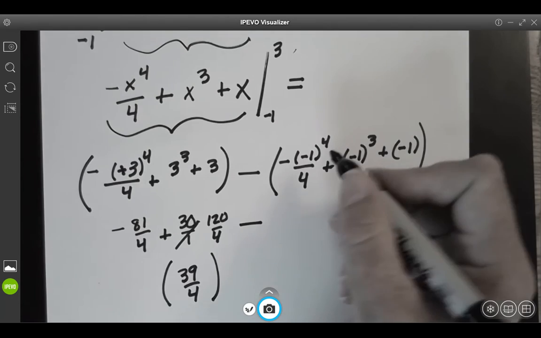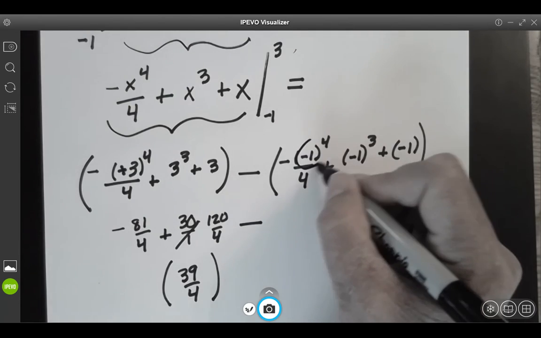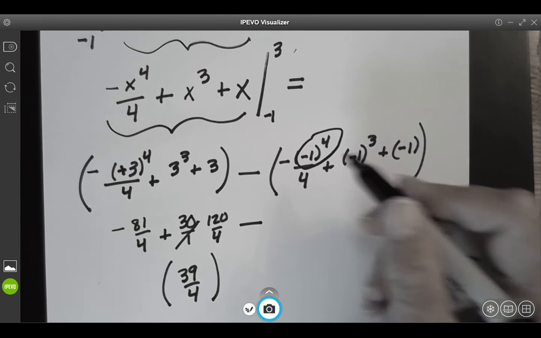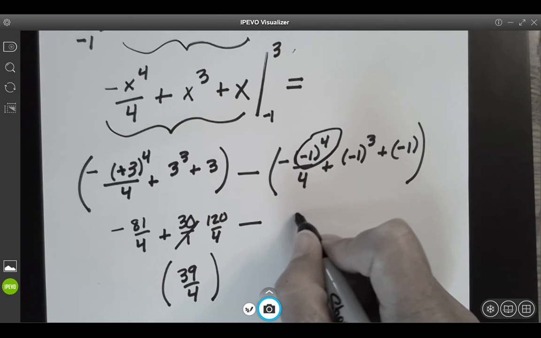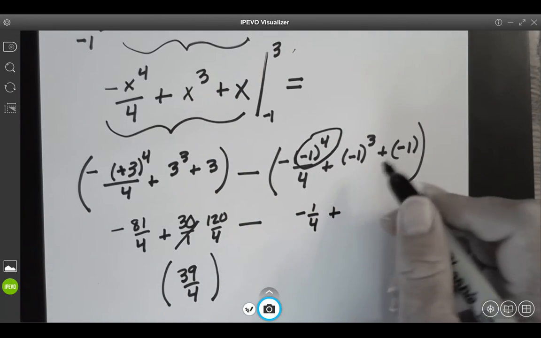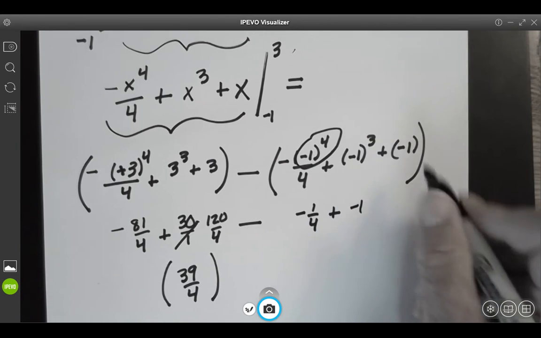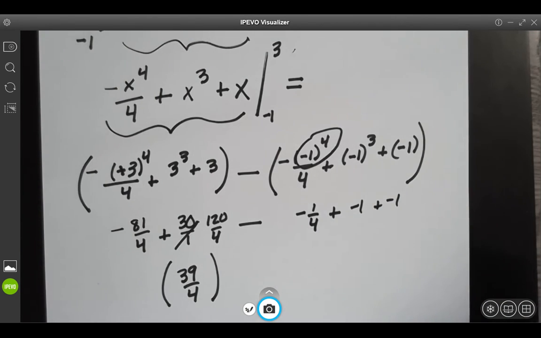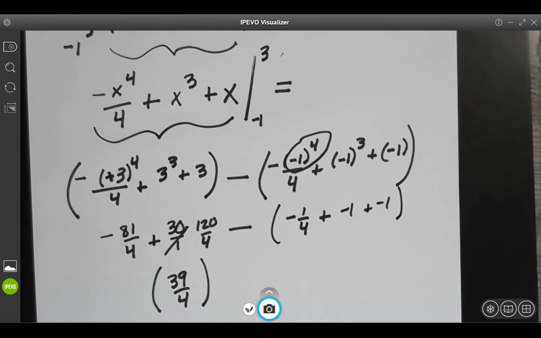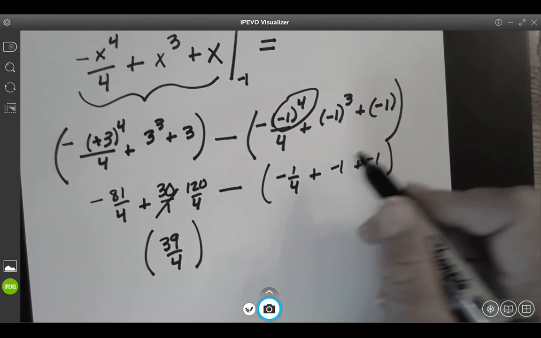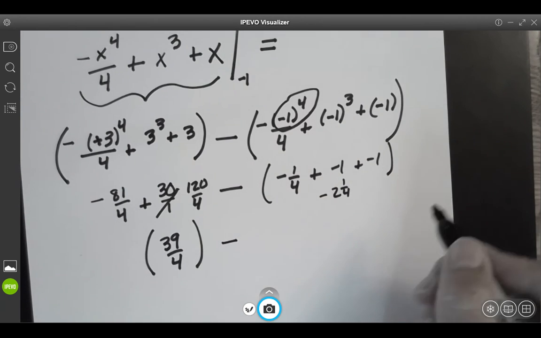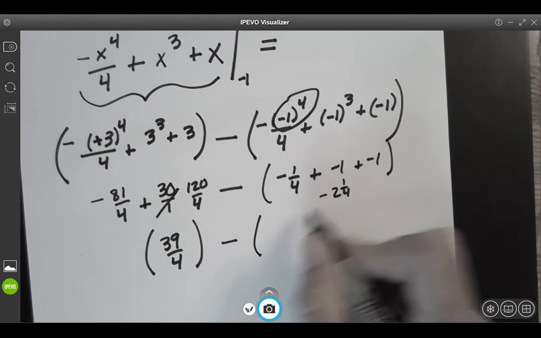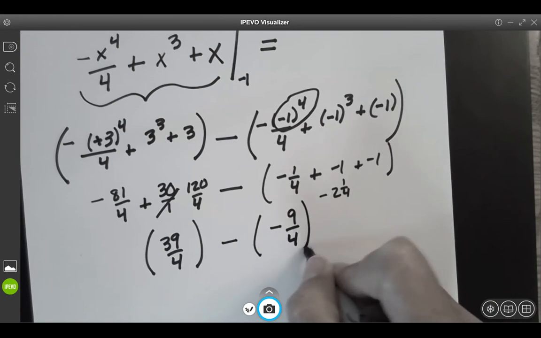Minus, now here I do the exponent first, so that'll be positive 1 there. So then that'll end up being negative 1/4 plus negative 1 plus negative 1. Keep that in parentheses. Anything after a subtraction sign, you want to be really careful and keep it in parentheses. And so all together this will be negative 2 1/4, which would be negative 9 fourths.